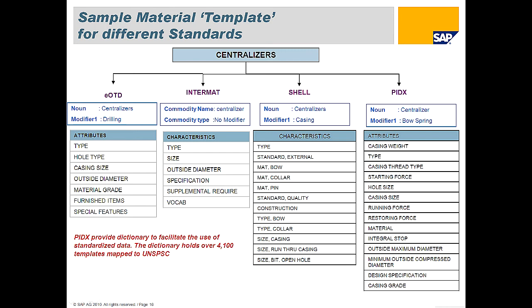PIDEX provides 4,000 plus dictionary templates. Here is an example, the centralizer, a bowstring attribute. What are the attributes specific to a bowstring in a centralizer? PIDEX typically has 15 to 20 different attributes for this noun modifier combination.